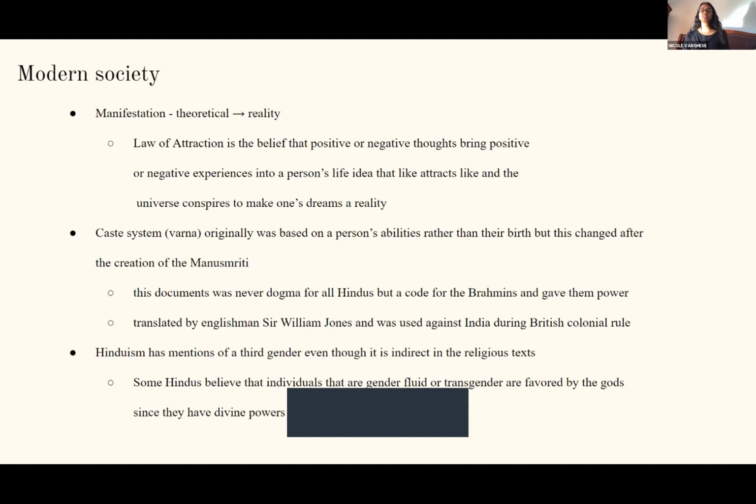And Hinduism even mentions a third gender, even though it's indirect in the religious text, and they believe that the third gender was favored by the gods. So for example, being gender fluid or transgender would mean that the god gave you divine powers or insight.